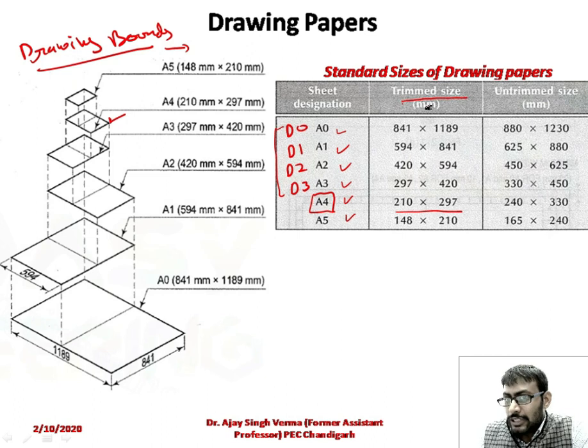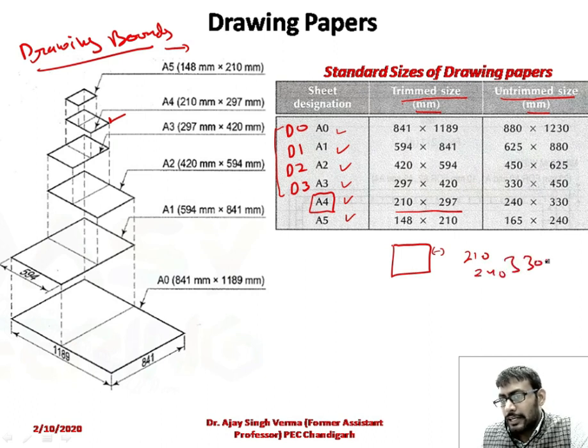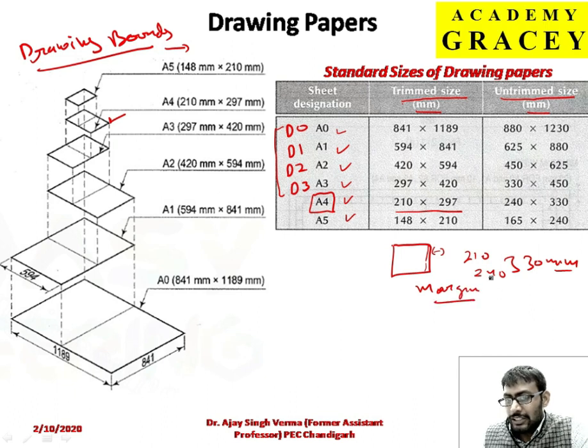And there are two types of dimensions: trimmed size and untrimmed size. What is the basic fundamental of the untrimmed and trimmed size? When we fabricate the sheets, the sheets come from rolls, and then these sheets are trimmed to the required size plus extra size. It means if you require 210, your untrimmed size should be 240, which means 30 mm larger than the required size. Why is it required? We will discuss this trimmed and untrimmed size in our margin slide, in a coming slide.